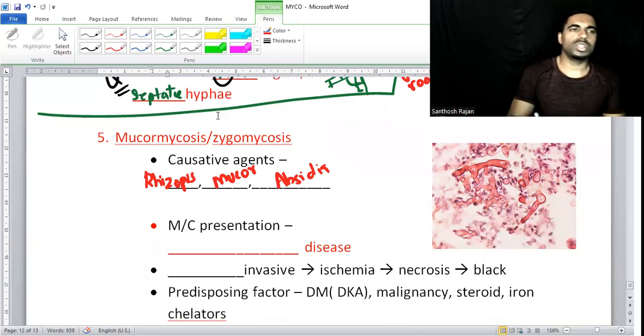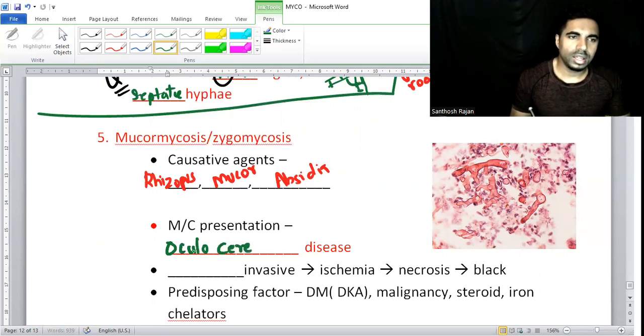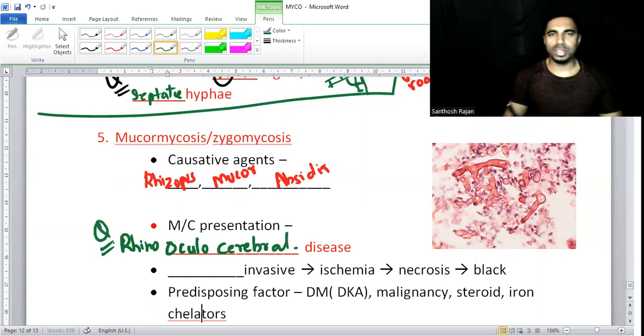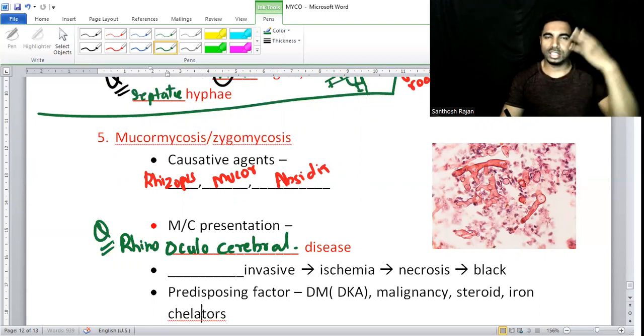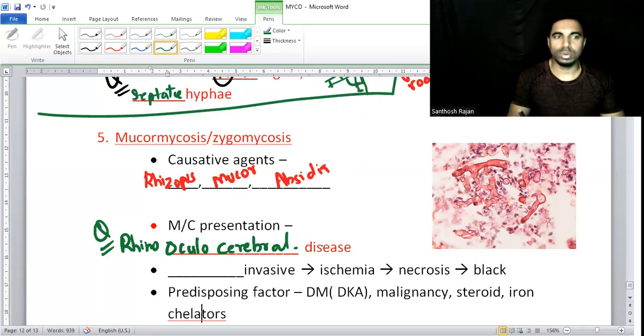And the most common presentation of mucormycosis, zygomycosis, is what? It causes oculocerebral disease. You saw in COVID time what would happen. The infection started in the nose and goes to the eyes and goes to the brain. That much complicated. Mucormycosis, because it grows very, very fast. It comes under the rapid grower category. That's why it's dangerous.